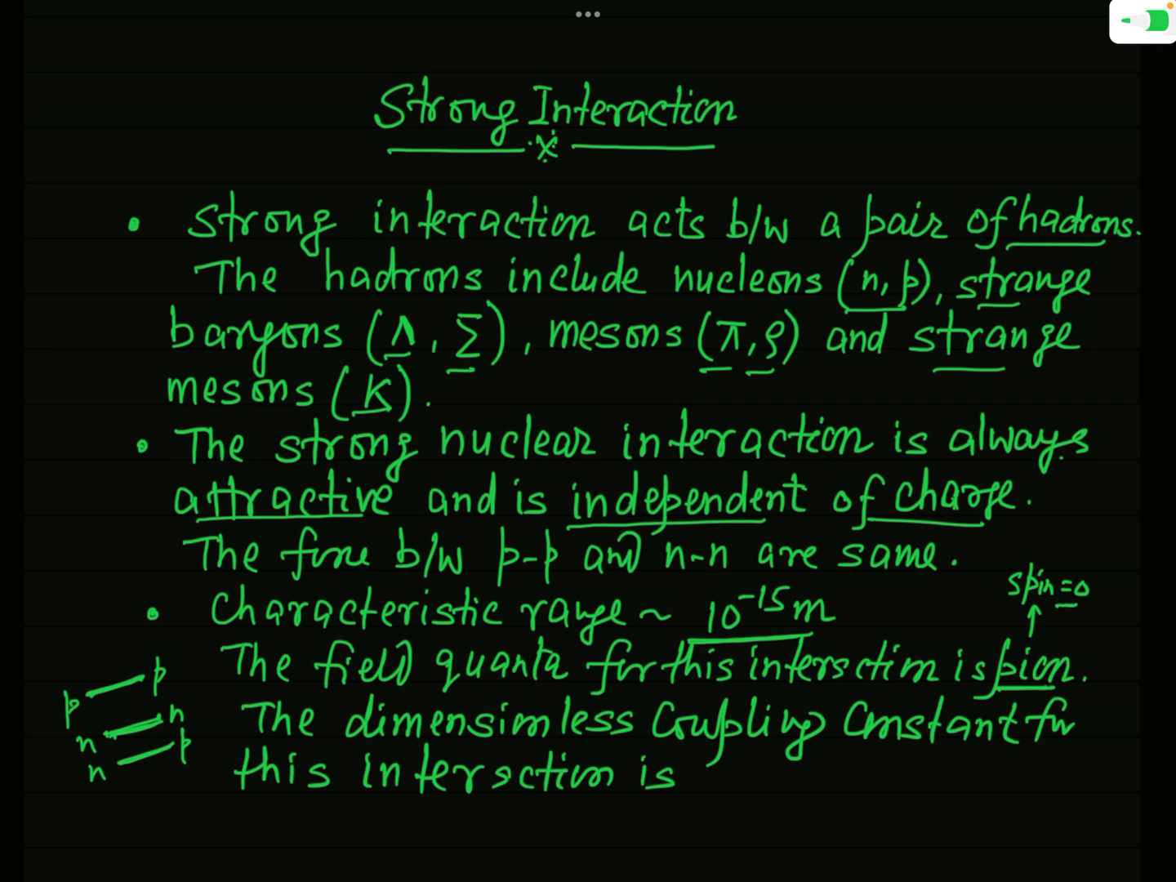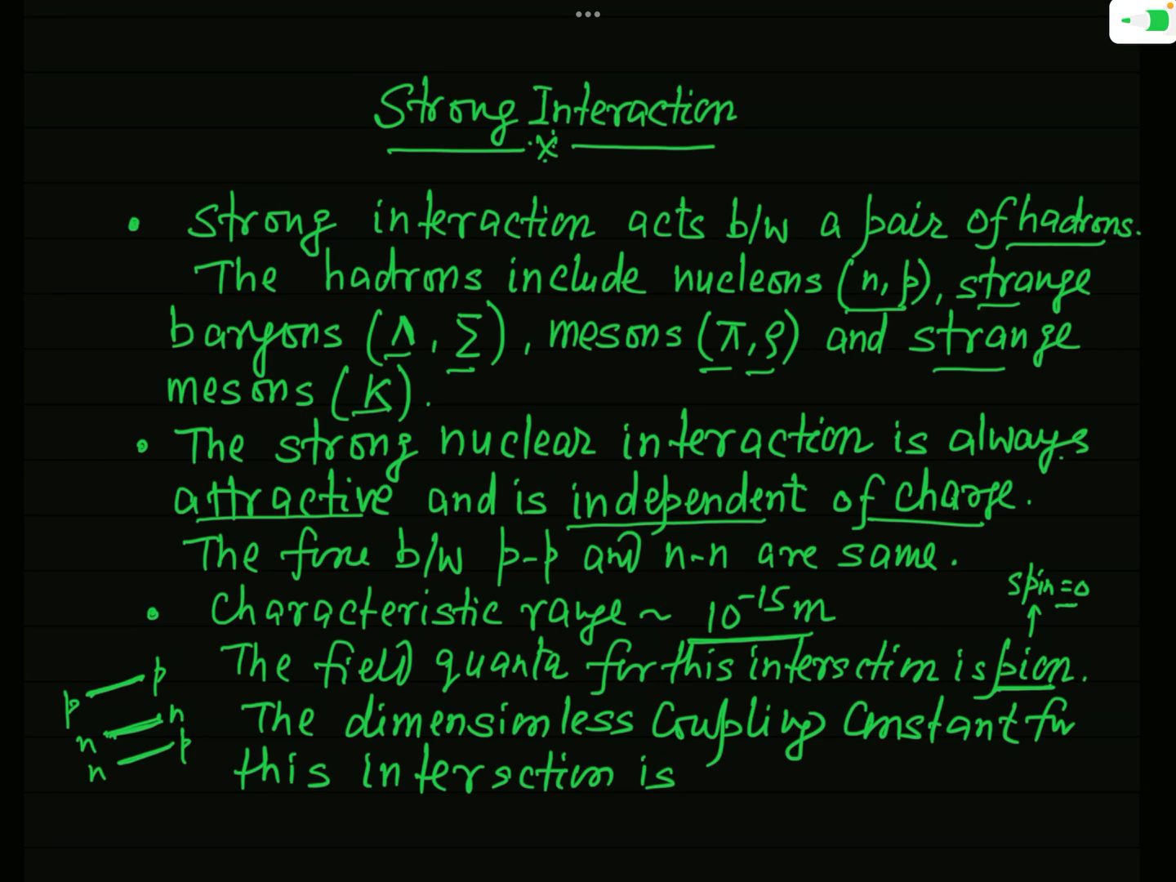So you can say that the field quantum for the strong interaction is the pion, and its spin is 0. In fact, the concept of the pion was introduced by Yukawa, a Japanese scientist. Yukawa's meson field theory you have studied. So this pion is the mediating particle responsible for this strong interaction. In fact, when two nucleons interact with one another, a pion is shot out, and the exchange of the pion is responsible for this interaction.